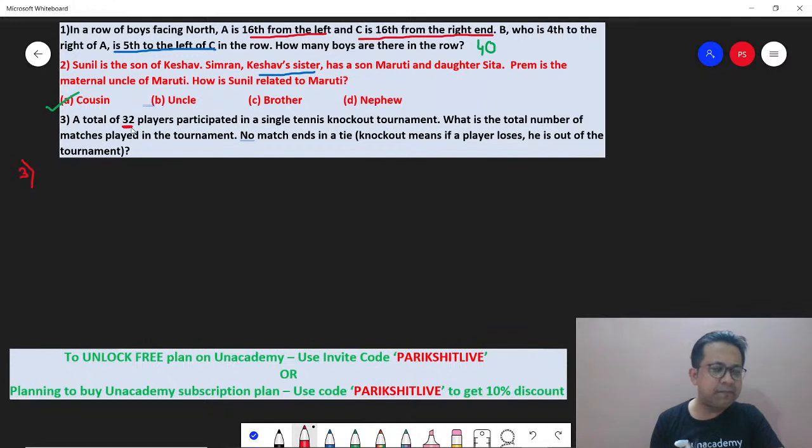You take any random number. Let's assume as an example there are two players. If there are two players, how many matches are required to determine the winner? Just one match, correct? A and B play a match. Whoever wins becomes the winner, whoever loses is out of the tournament. As simple as that. So you just need one match to determine the winner.